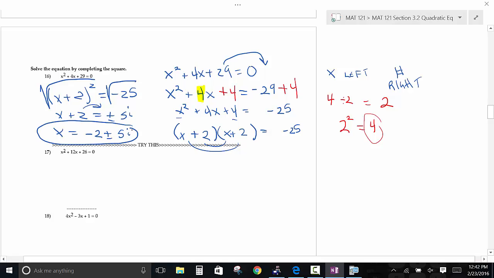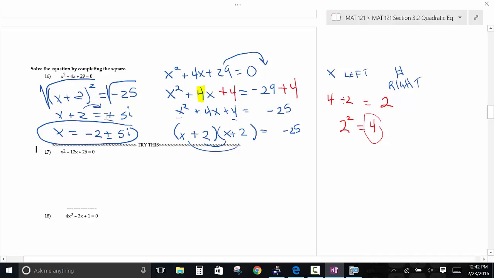Okay, that's called completing the square. Part of the reason we teach completing the square is it's where the quadratic formula comes from. That's one reason. The other thing is we use it towards the end of the semester when we start learning about what's called conic sections.